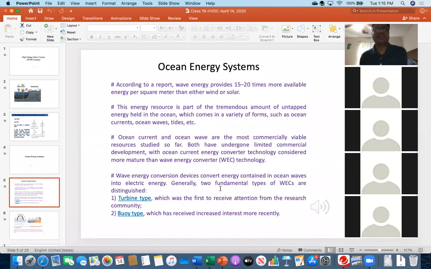Now, we'll be looking at some more details about the WEC, that is, the wave energy conversion system.